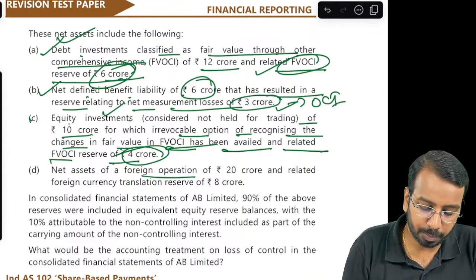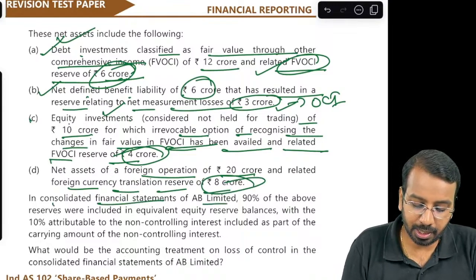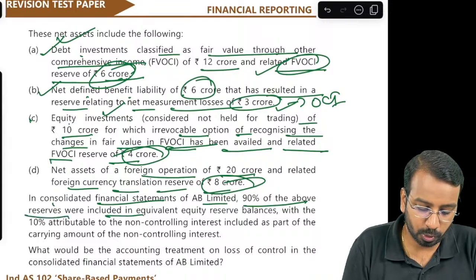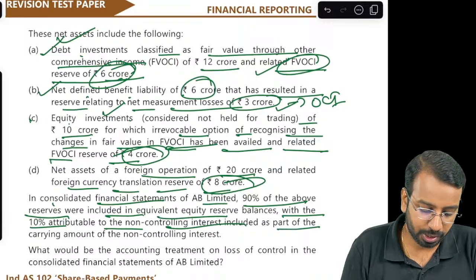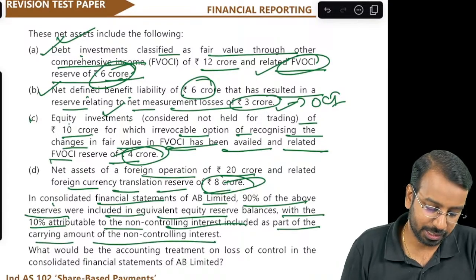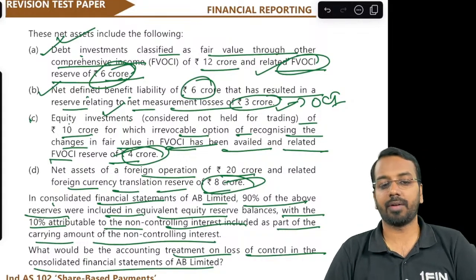Net asset of a foreign operation of 20 crores and related foreign currency translation reserve of 8 crores. In consolidated financial statement, AB Limited, 90% of the reserves were included in equivalent equity reserves, with the 10% attributable to NCI included as a part of the carrying amount of the NCI. What would be the accounting treatment on loss of control in the consolidated financial statement?